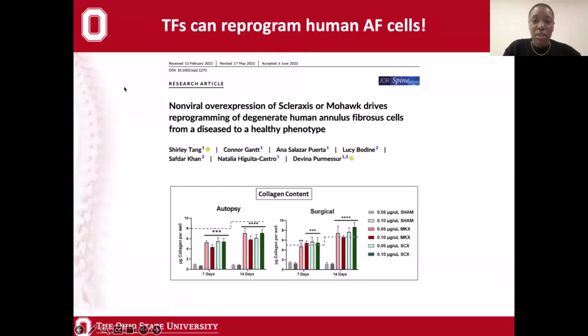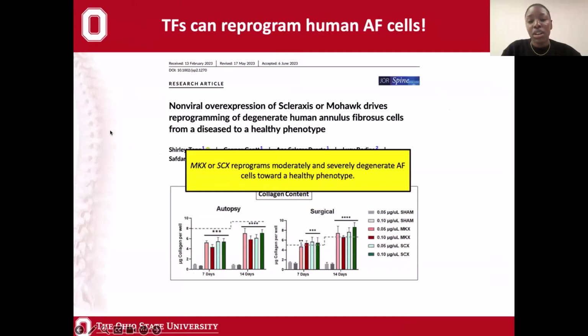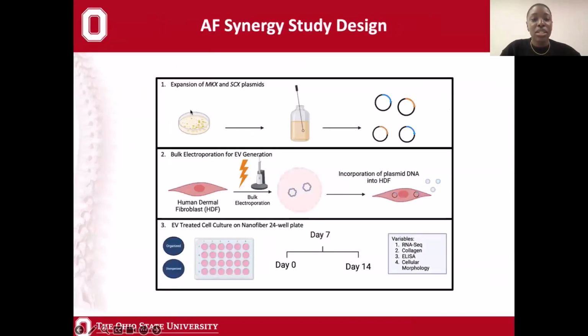We're also interested in reprogramming the AF tissue, and in previous work, we've been able to demonstrate that Mohawk or scleraxis can reprogram a moderately and severely degenerate AF cell towards a healthy phenotype. We're now interested in the synergistic effects of Mohawk and scleraxis, similar to our NP synergy study. In this case, we'll use the EVs to treat a cell culture that is seated on a 24 nanofiber well plate. These fibers are either organized or disorganized because we're also interested in the microenvironment and its impact on the cell's ability to be reprogrammed.